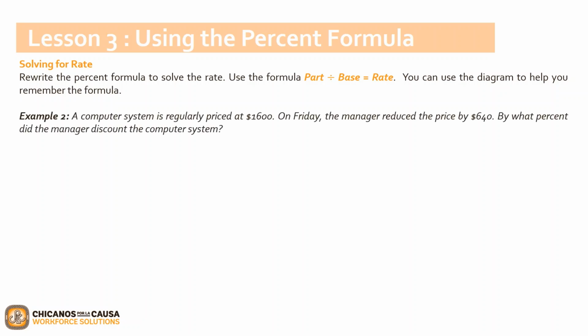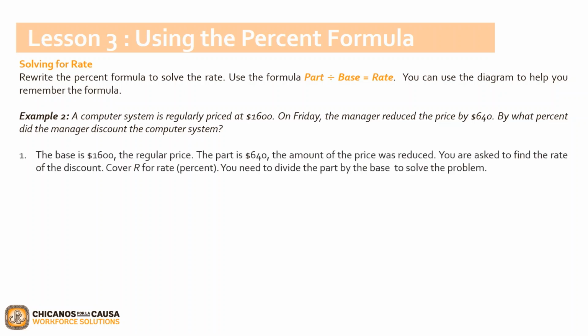For example 2, it says, a computer system is regularly priced at $1,600. On Friday, the manager reduced the price by $640. By what percent did the manager discount the computer system? In order to solve and answer the example 2 question, we first must identify the part and base. Then we need to use the formula part divided by base equals rate. So first, the base for example 2 question is $1,600, the regular price, and the part is $640, the amount of the price that was reduced.